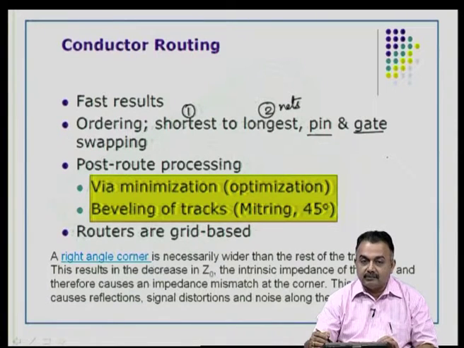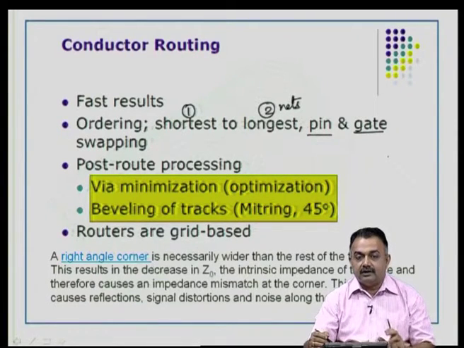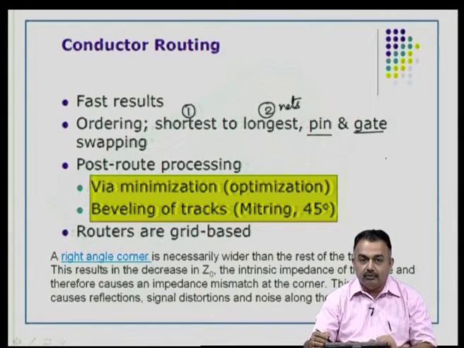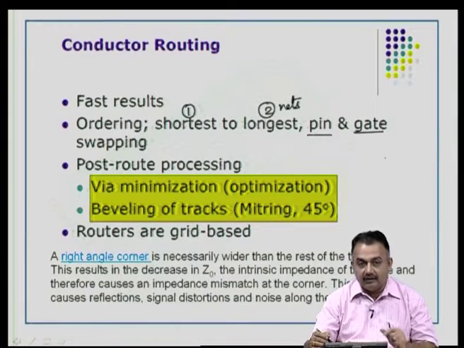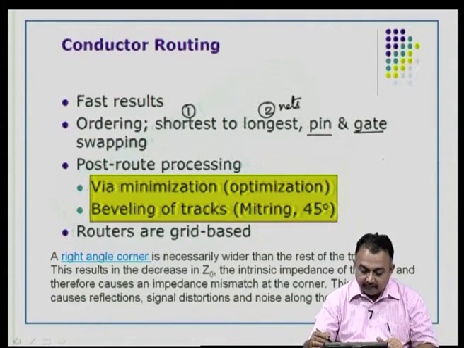At least 10% will be incomplete, and you have to do manual. But in some cases, because of restrictions and because of electrical requirements, it is better that you do manual routing first and leave the rest of the simple traces to auto routing algorithm program.